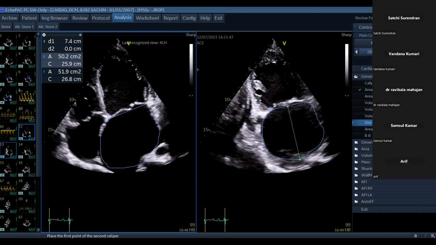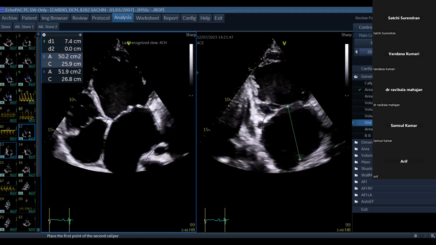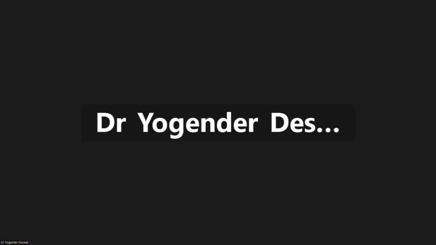So 0.85 into area 1 and 0.8 into area 2 divided by 7.4 centimeters. That will be your absolute LA volumes. Then divide by the body surface area, and that becomes your LA volume index, 1.7.